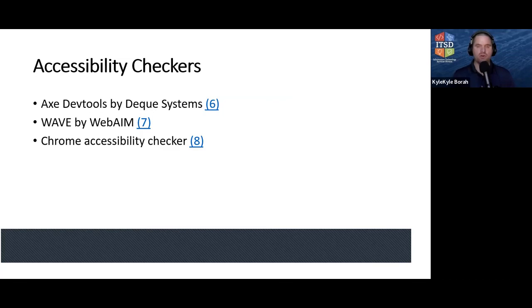And there is a Chrome accessibility checker built into Chrome. It is better than nothing. It is a good place to start. But I would definitely recommend getting either Wave or Axe DevTools. Both of them are free or have some sort of free component. They do have paid components, obviously.